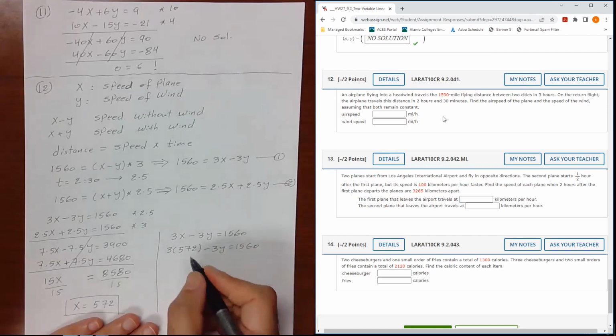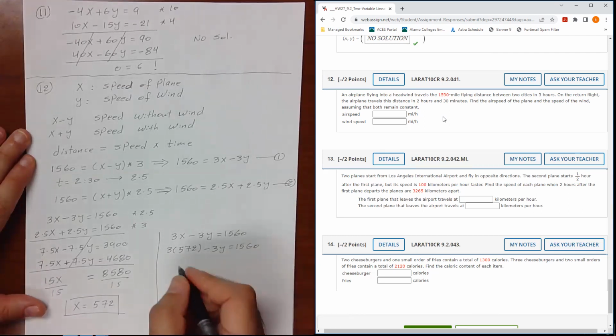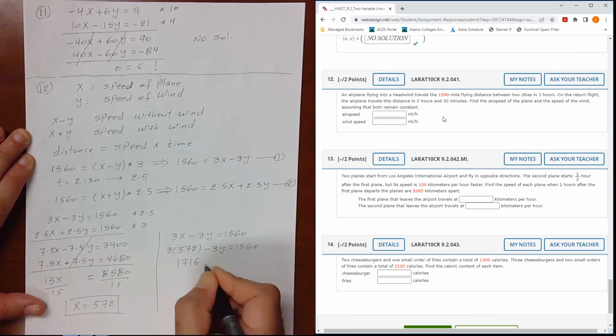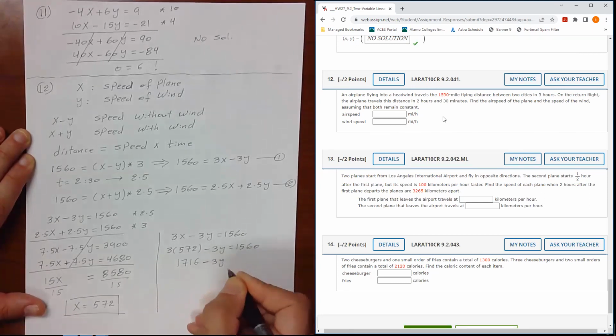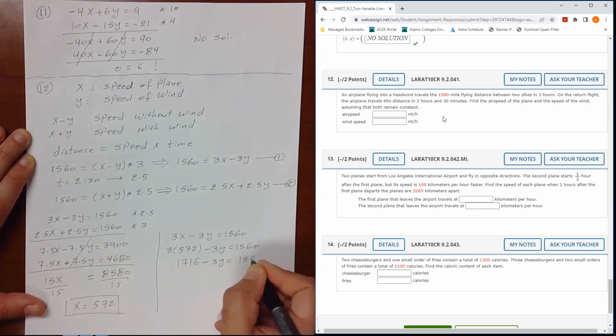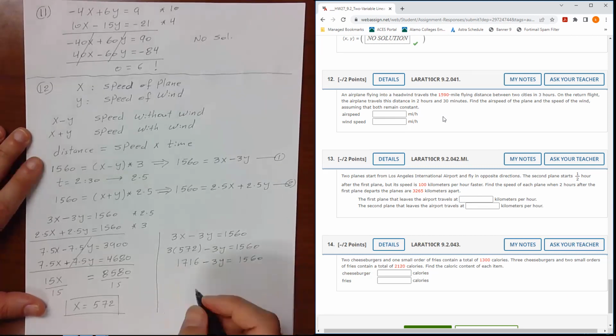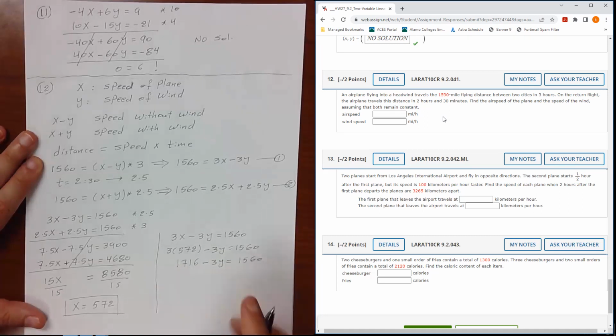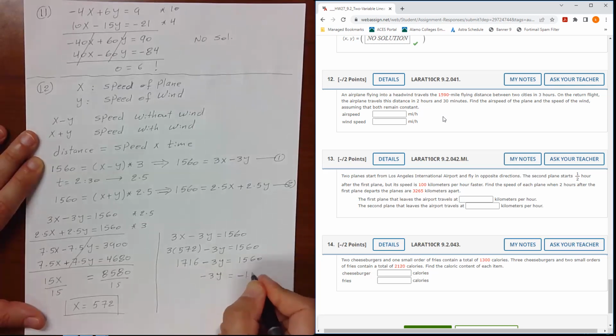3 times 572 is going to be 1716 minus 3y is going to be equal to 1560. Move this one to the other side. So it's going to be negative 3y equal negative 156. Divide by negative 3. So y is going to be equal to 52.